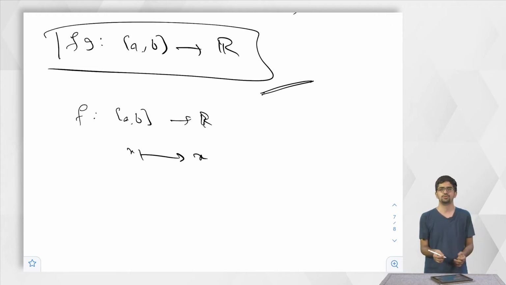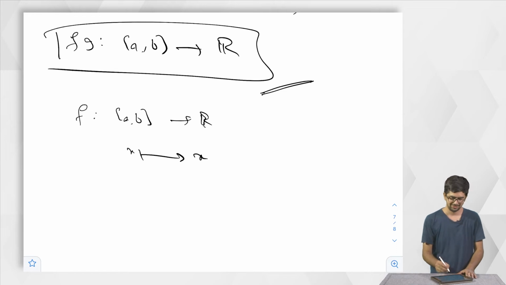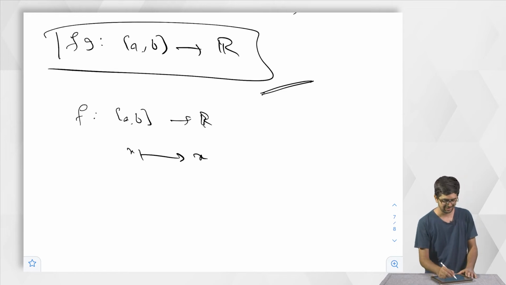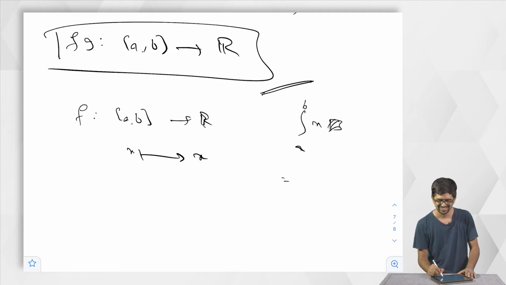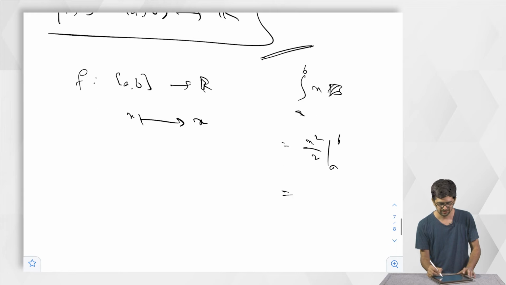I am sure you know that it is integrable, and you also know that the integral from a to b of x is equal to x square by 2 from a to b. So this is equal to b square minus a square by 2.